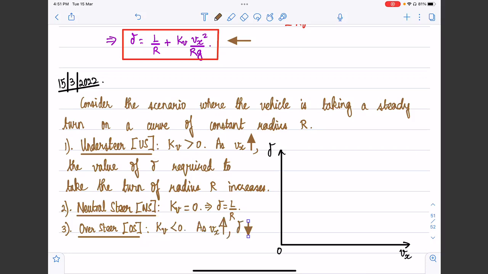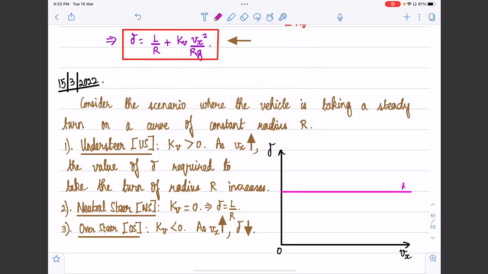So this is sort of counterintuitive, right? But that's a characteristic of an oversteered vehicle. So that is the property of an oversteered vehicle. These observations are important. So please note what is the scenario that we are considering. We are considering a scenario where we are having a turn of constant radius, and we are essentially looking at what happens when the value of Vx changes, right?